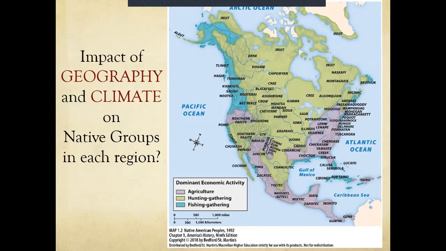And then you've also got here in the Great Plains, where you don't have as much rainfall as you do in the eastern woodlands, more of the hunting and the gathering. But there was still some agriculture going on, though not on as large of a scale.